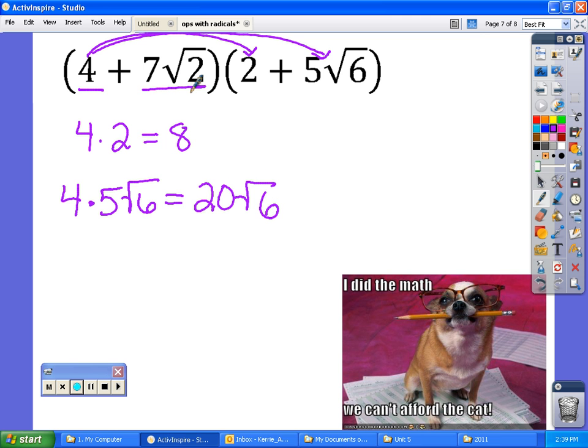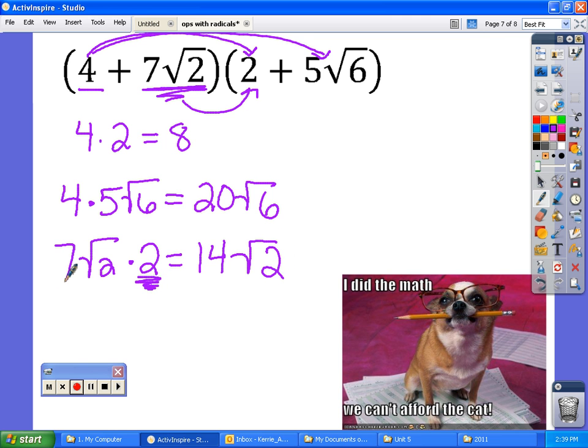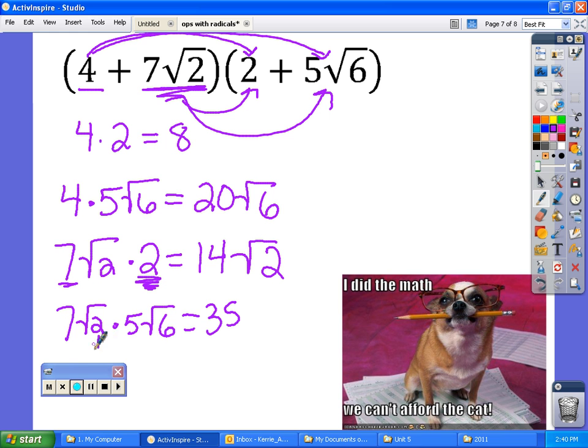Then I come back and I have to distribute this to each term. So 7, the square root of 2 times 2 is 14, the square root of 2. Because remember, this isn't a radical. So 7 times 2 gives me the 14. And then I'm going to do 7, the square root of 2 times 5, the square root of 6. Okay, so this is going to be 35. And then if I break this down, this is 2, and 3. I have a pair of 2s, so my 35 is now going to be 70, because 35 times 2 is 70, and the square root of 3 stays there.